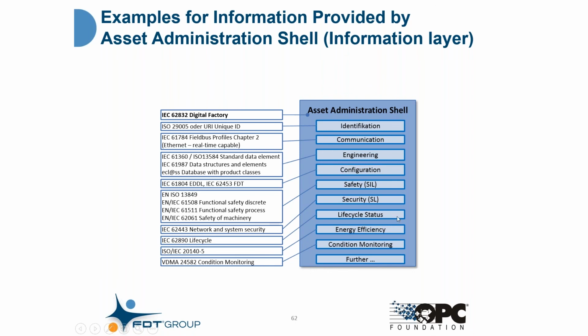If you look at the information layer, there are certain expectations in regard to the asset administration share. The expectation is that the administration share provides identification information related to communication, engineering, configuration, and so on. This information is actually defined already by several different standards. The expectation is that the information is provided in a format defined by Digital Factory.